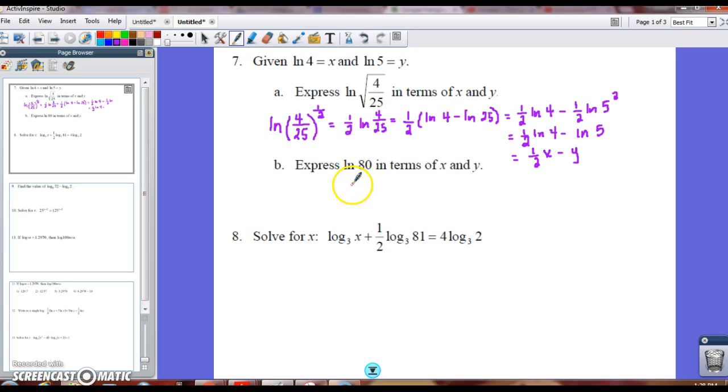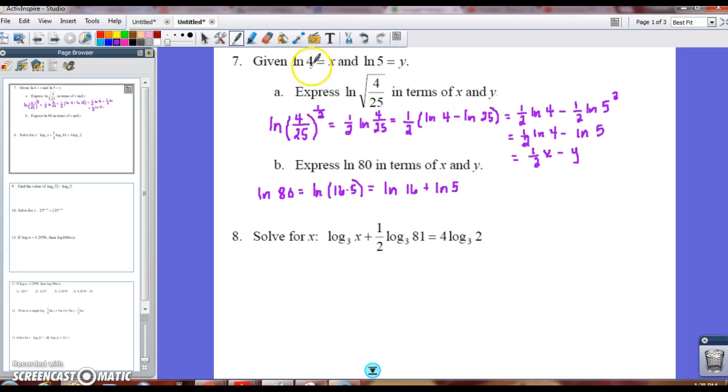Okay, let's look at part B, ln of 80. So you're going to have to figure out what those factors of 80 are that you want to use. You can use 16 and 5. So if I have ln of 16 times 5, then I can use my product rule and say that's ln of 16 plus ln of 5.